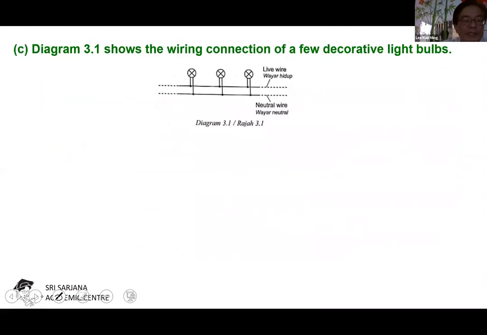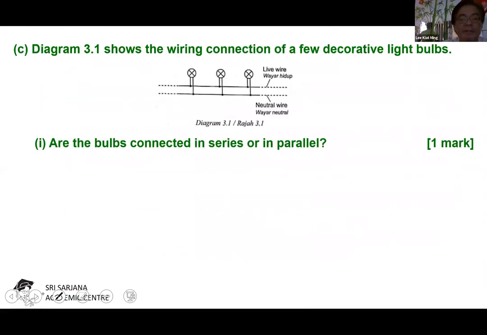On the light, we are going to complete this one. Are the bulbs connected in series or parallel? It's parallel, right? Because you have many ways for the current to flow. Let's say the current from the live wire here will flow in this way to come back, or it can flow this way to come back, or it can also flow this way to come back. So there are many ways; that is parallel.